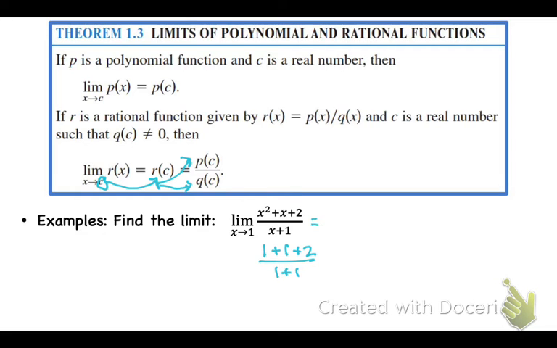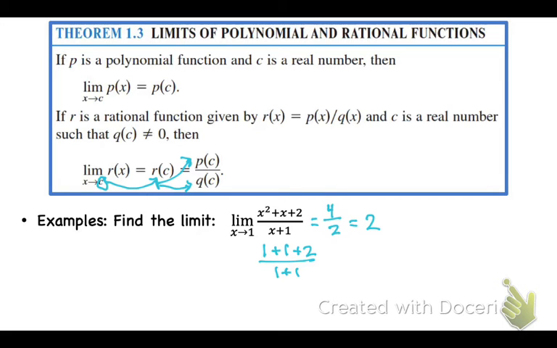Well, 1 plus 1 plus 2 is 4, yes? Over 2, so my answer is 2. All of these functions so far are continuous functions. There's no holes in them. That's why we can do this.